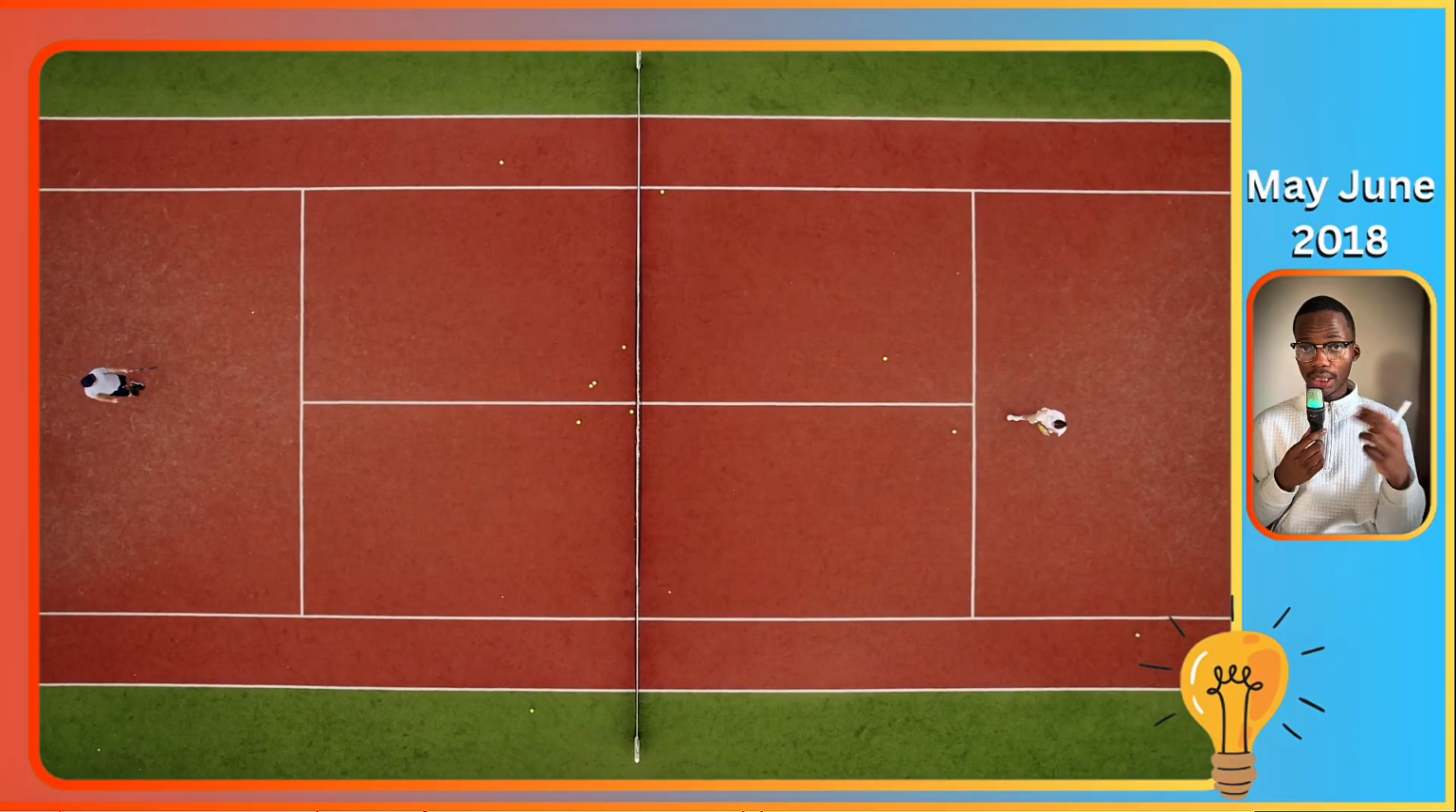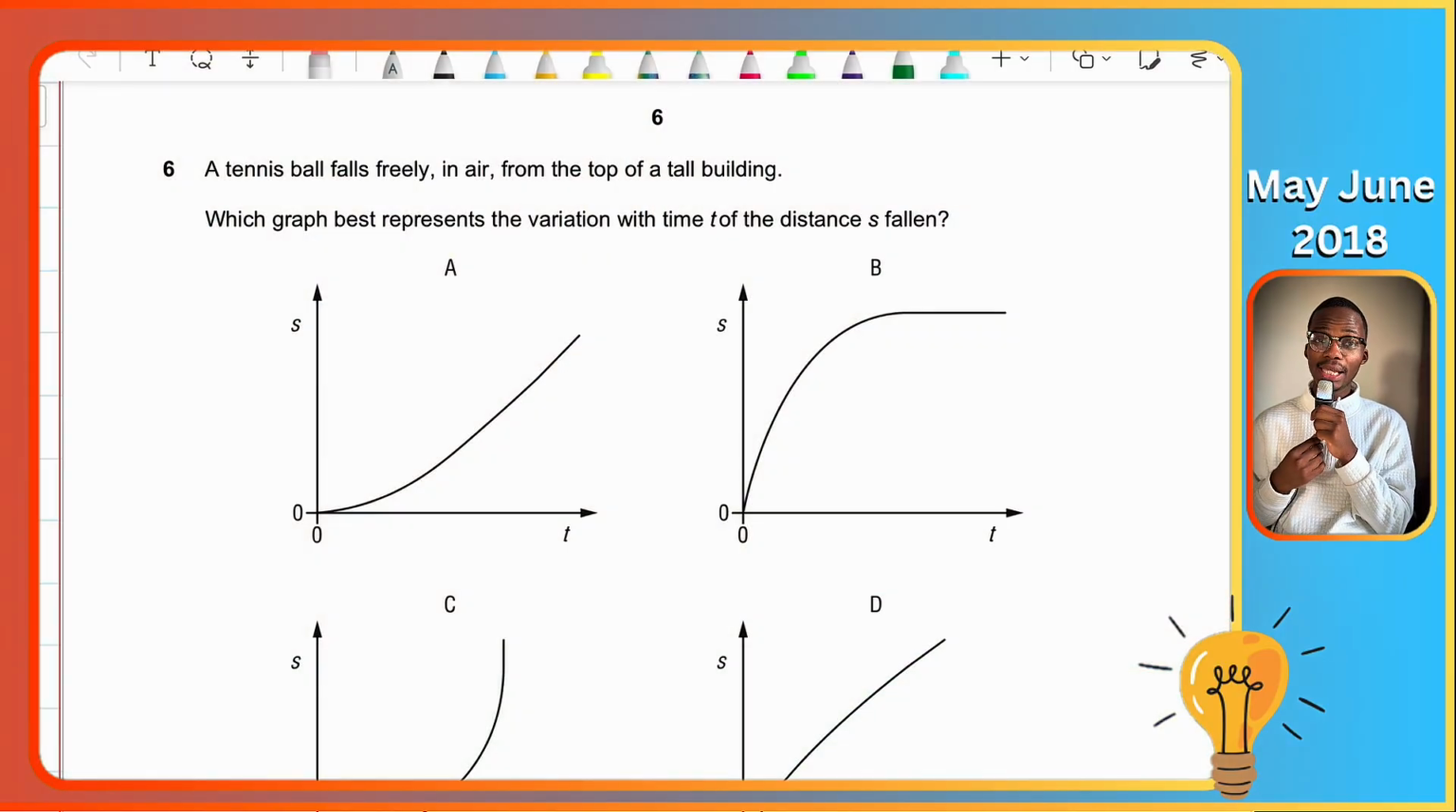Effectively, you play it against 2 people. And in this case, we're not playing tennis.